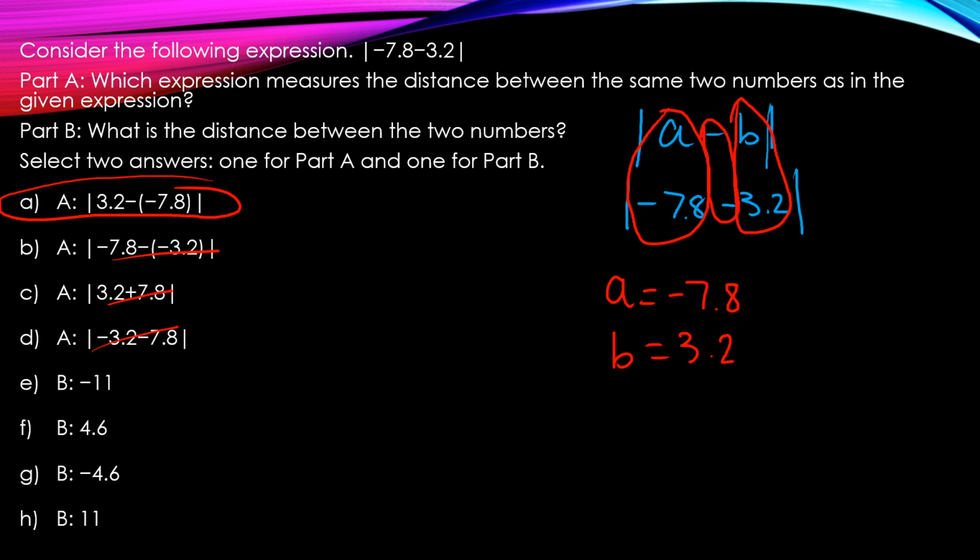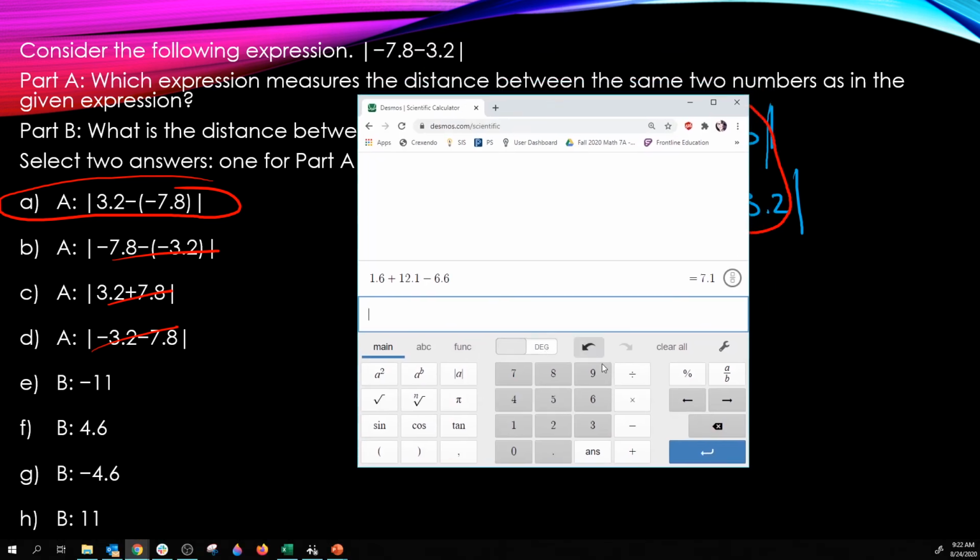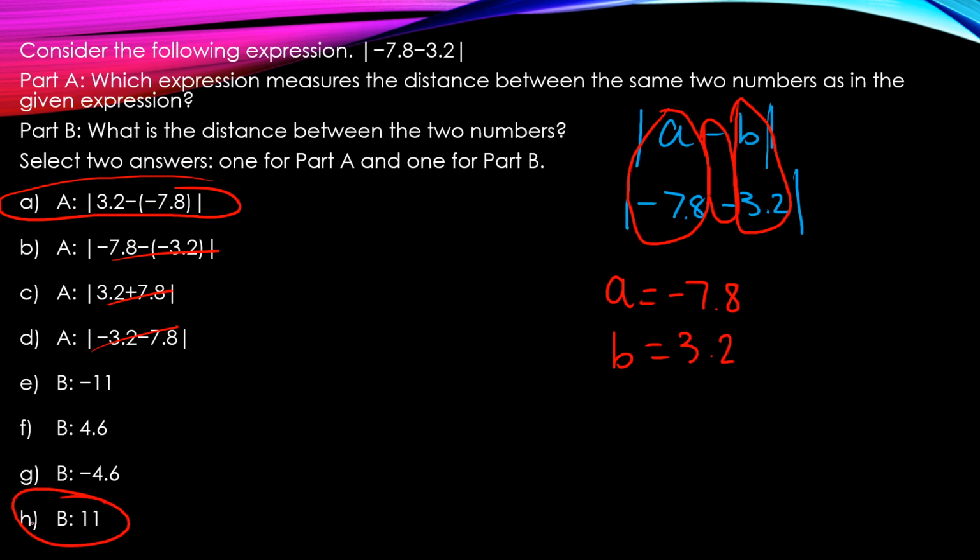To do that, I can just type it into a calculator. Remember that when you're typing this in, do not forget your absolute value sign. Hit this little A button with your bars to get your absolute value sign. I'm going to type in the original expression that they gave us at the top. With those absolute value signs, I get a positive 11. Positive 11.